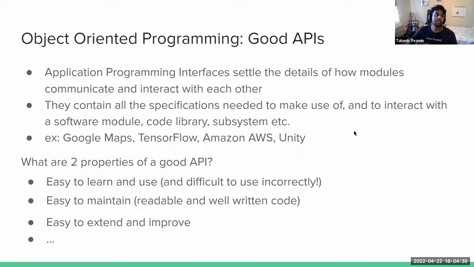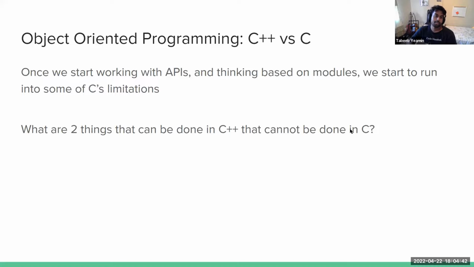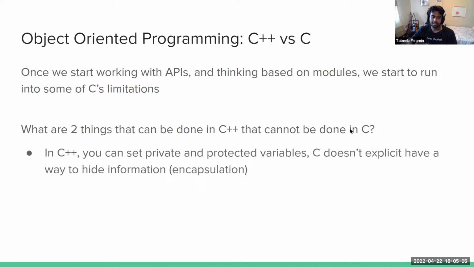And then finally, another example of an object-oriented programming question is C++ versus C. You don't necessarily need to know how to code super in depth in C++, but you should at least know what the major benefits of using C++ are. What are the things that we can do in C++ that we aren't able to do in C? One of the things is you can set private and protected variables in C++ explicitly. C doesn't explicitly have a way to hide encapsulation.